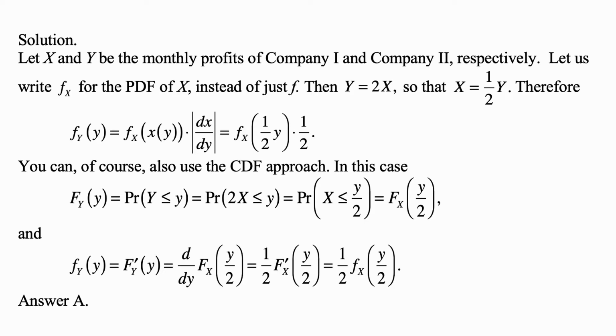It's big F sub x applied to y over 2. And the derivative is a product of the two derivatives. So the derivative of y over 2 with respect to y is 1/2. And the derivative of big F sub x is f sub x, evaluated at y over 2. So we multiply these two. We know that big F sub x prime is little f sub x. So we get the same answer, 1/2 f sub x of y over 2.